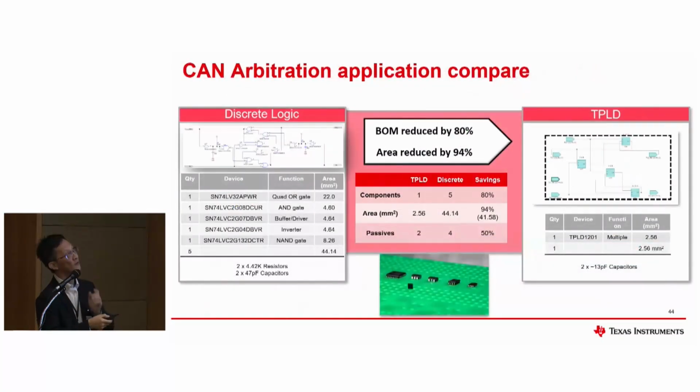The other comparison is the CAN arbitration application. If you use discrete functions to implement this application, you need to use 5 logic devices, and the area is 44. As compared to a TPLD, a single chip, the area is much less. In terms of BOM, it is reduced by 80%. In terms of area, it is 94%. Right, so that's where you can look at the value of using the PLD.